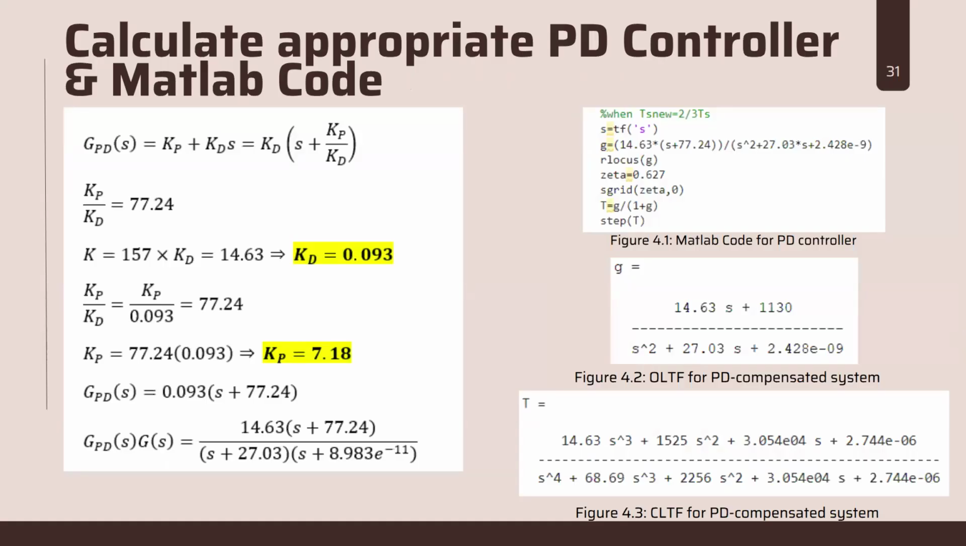Okay, so from the formula, we can calculate that the KD is 0.093 and the KP is 7.18. So these are the figures of MATLAB code, the open loop transfer function, and the closed loop transfer function of the PD compensator system. So next.